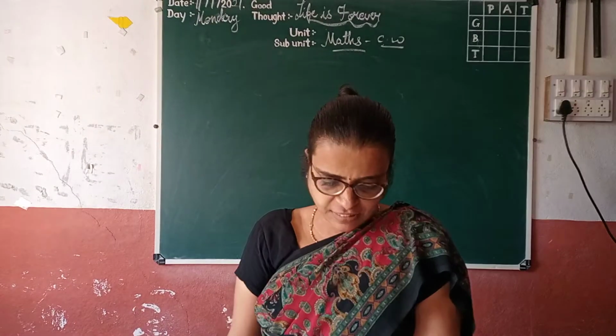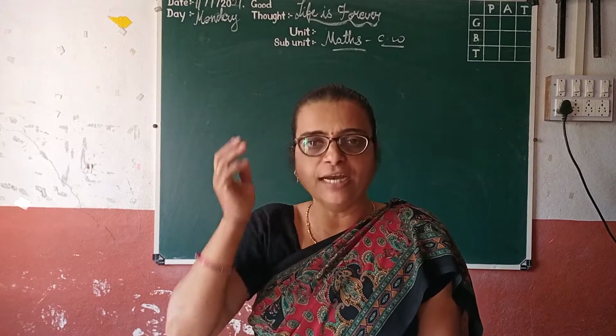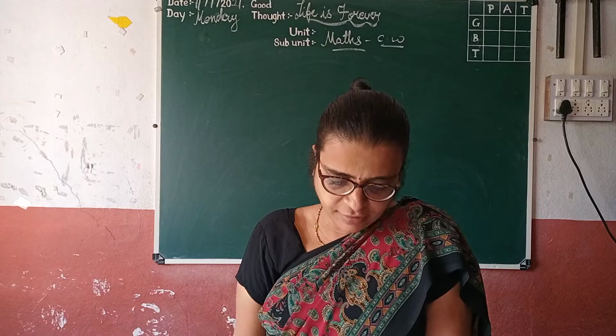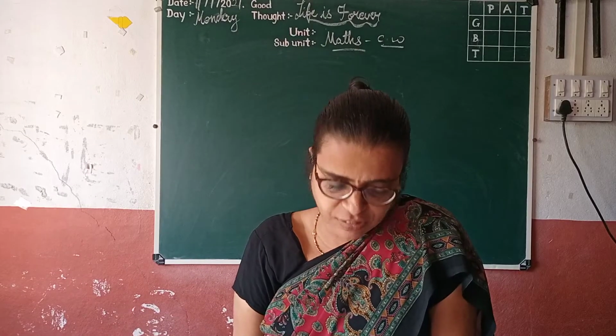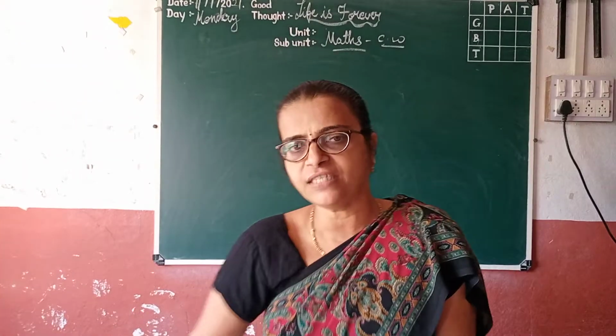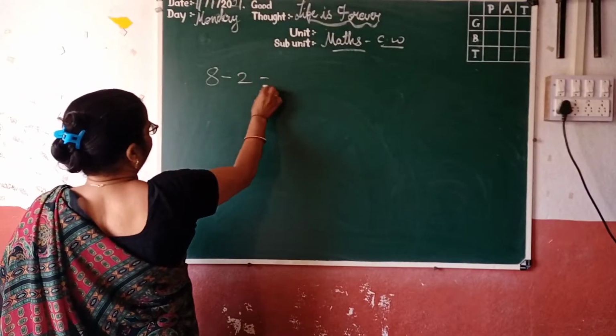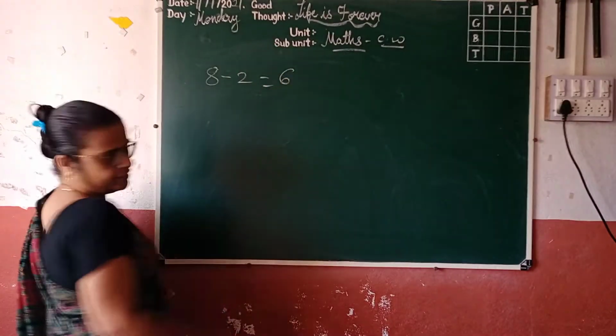See here, from these 8 flowers, we shall take away 2 every time. Means what? The first time we take away 2 flowers from the 8. So 8 minus 2. What do we get? The answer is 6.